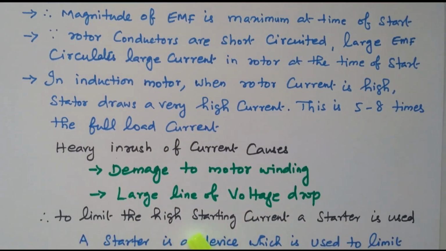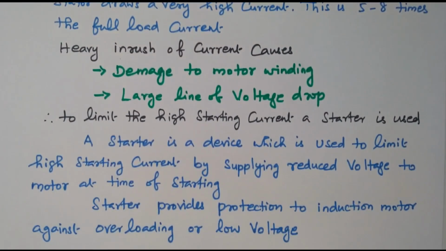So to limit this high starting current, the starter is used. The purpose of the starter is to limit the high starting current. A starter is a device which is used to limit the high starting current by supplying reduced voltage to the motor at the time of starting. How is it limiting? By supplying the reduced voltage. We need to reduce the voltage applied to the motor so that automatically the current taken by the motor also reduces.